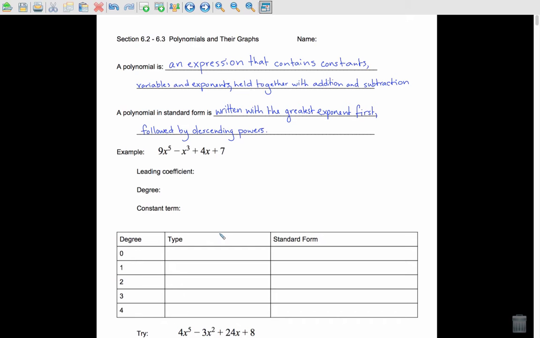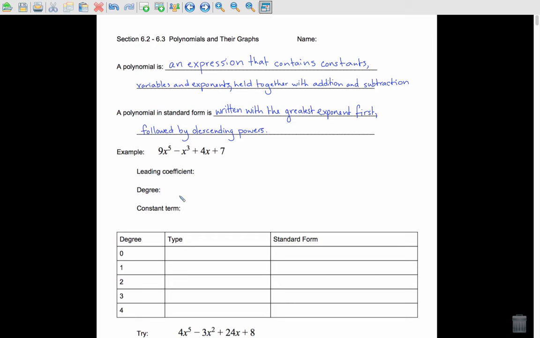So in the example, 9x to the fifth minus 3x to the third plus 4x plus 7, x to the fifth, that's the greatest exponent, so that comes first, followed by x to the third, x to the first, with your constant term being the last term. Okay, so there's different parts to this polynomial that we want to make sure we understand the names for.